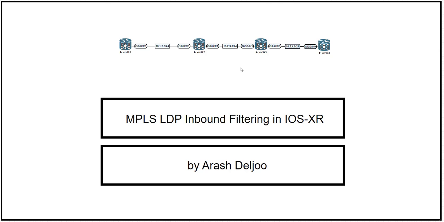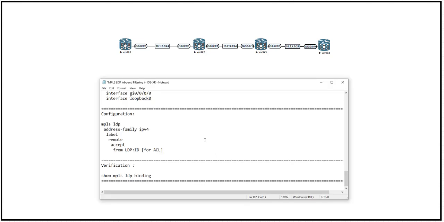How can we configure the MPLS LDP inbound filtering in IOS XR? It is very easy. Let me show you. As you can see, in this scenario, we want to configure the LDP inbound filtering. You know that we need to go to MPLS LDP and then address-family IPv4 and then label. Up to here, it is actually the same as outbound filtering.